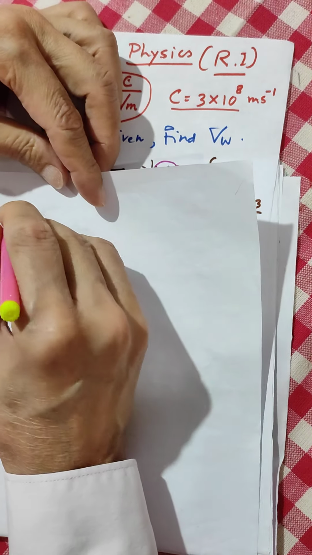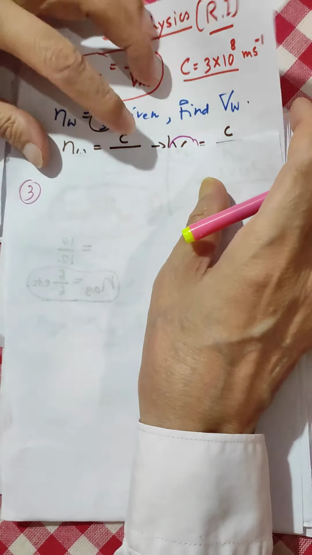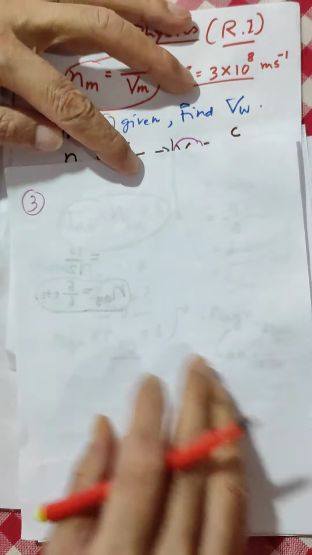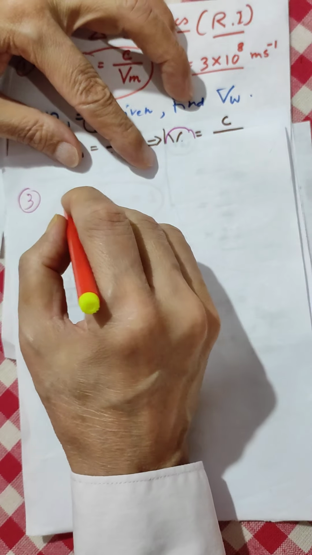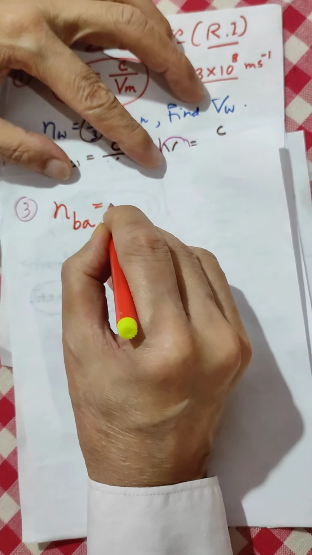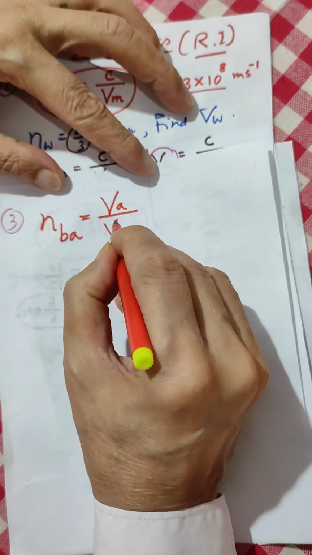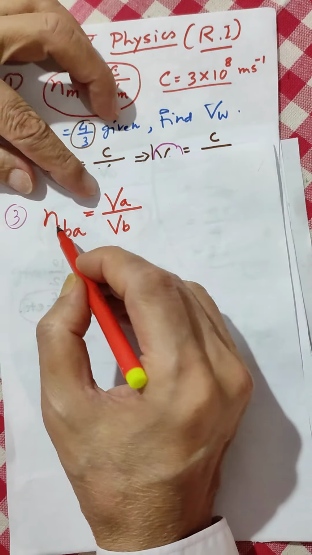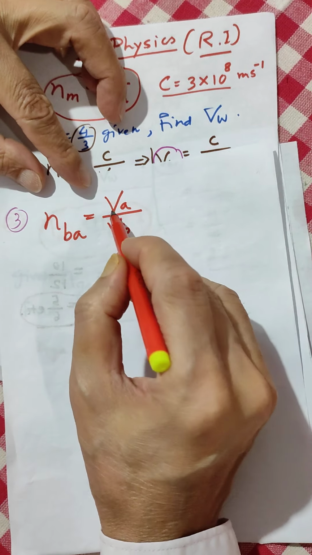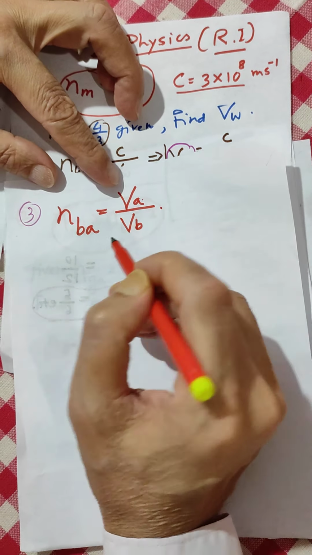Number 3. So let us see the third one. This is another formula. The refractive index of B with respect to A is equal to the velocity of light in A divided by the velocity of light in B. So the refractive index of medium B with respect to medium A, the first medium, is equal to the velocity of light in medium A divided by the velocity of light in medium B. So this is the formula.